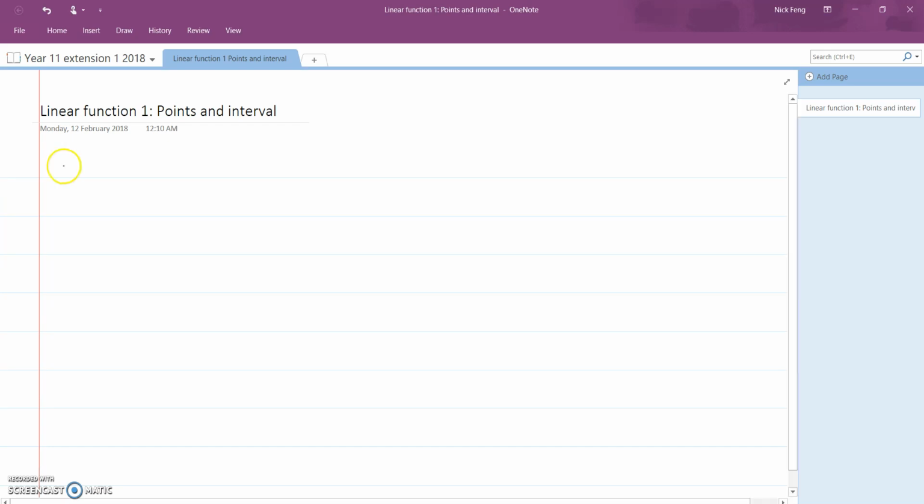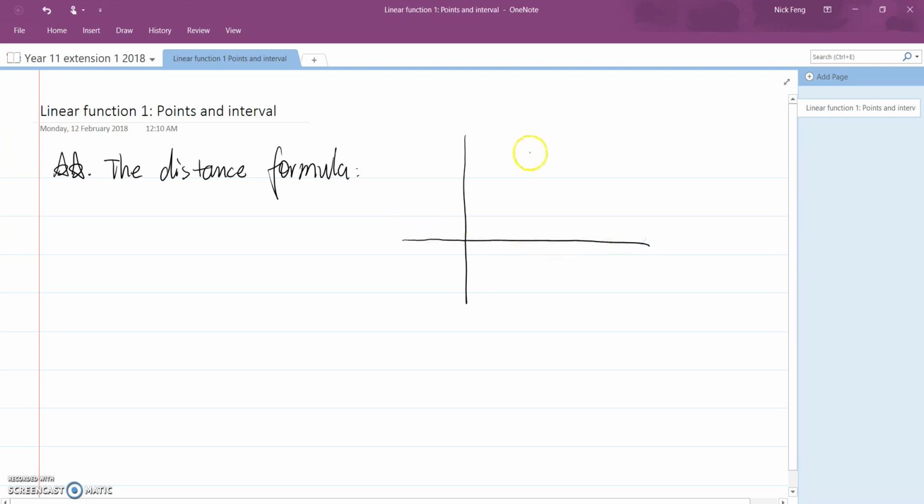So the very first thing we need to do is just a recap of the distance formula. Now the distance formula, it's from the concept of Pythagoras theorem. So for example, if we have point A and point B with these given coordinates, to find out the distance between A and B, we generate a right angle triangle. And using, this is C, and this is A, and this is B. C squared equals to A squared plus B squared.